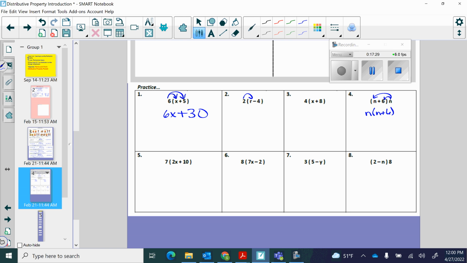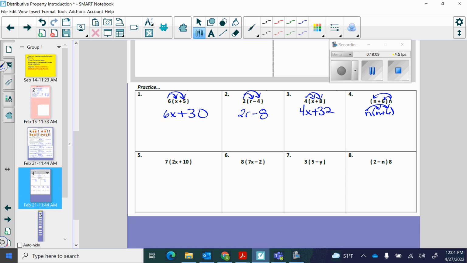On number 2, I'm distributing the 2 on the outside to both terms. So 2 times r is 2r. Bring down the subtraction sign. 2 times 4 is 8. What's wrong? Number 3, same thing. And yes, we expect you to draw the arrows. 4 times x is 4x, plus 4 times 8 is 32.